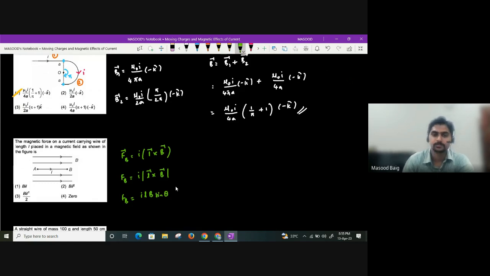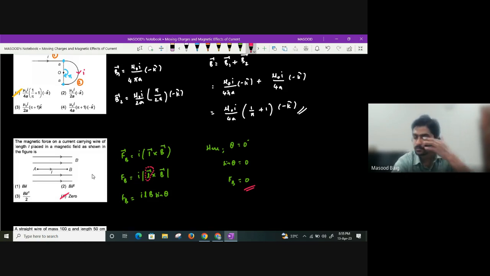Yes or no? Now you see, how will you take the direction of L bar? The direction of L bar will always be taken in the direction of flow of current. So current is flowing in this direction, so L bar is along the positive x-axis. B bar is also along the positive x-axis. Here, what is the value of theta? What is the angle between L bar and B bar, beta? 0. So what will the sine theta value be? 0. So what is the magnetic force experienced by the current carrying element, beta? It will be 0. Clear?